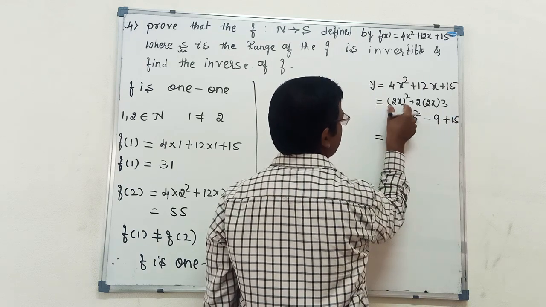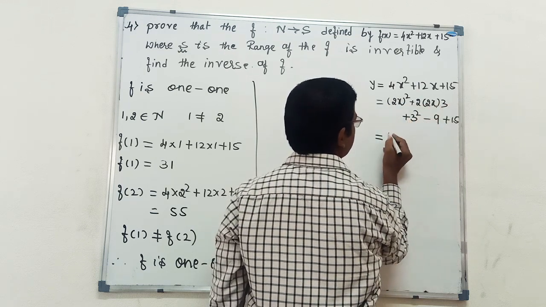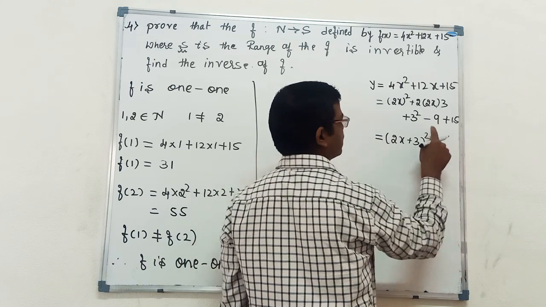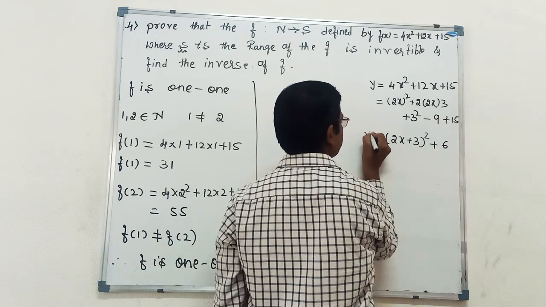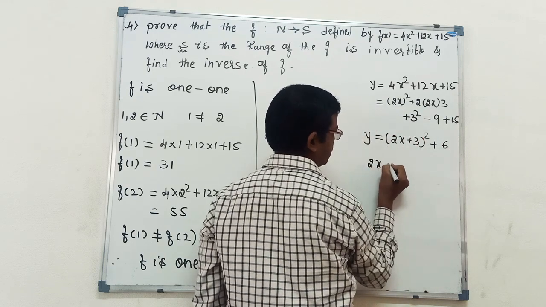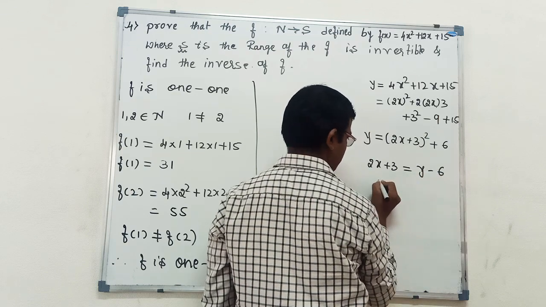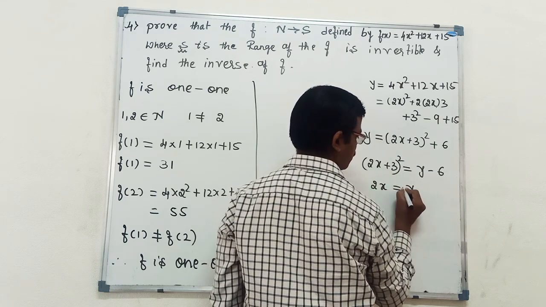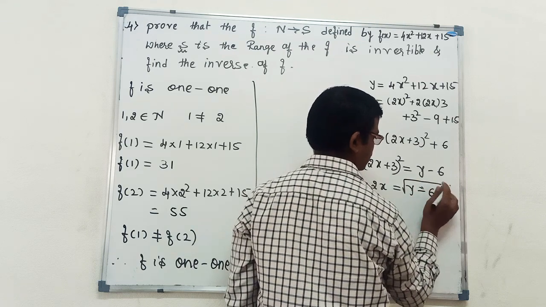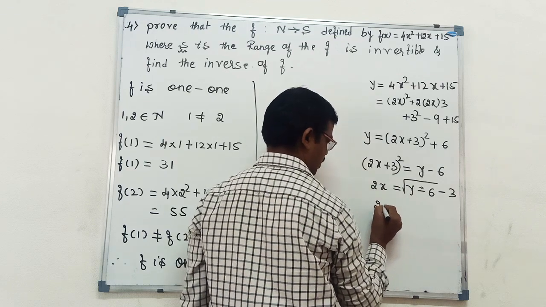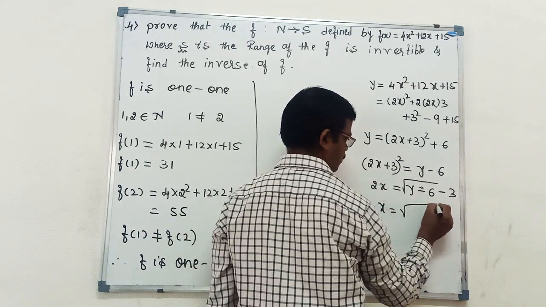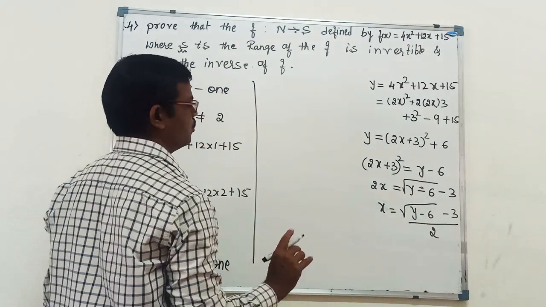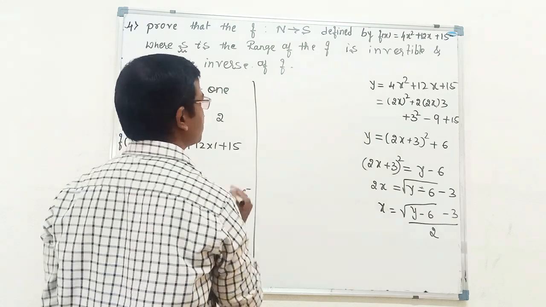So here we got a square plus 2ab plus b square, which is 2x plus 3 whole square, minus 9 plus 15. Minus 9 plus 15 means plus 6. That is y. Bring this to this side: 2x plus 3 whole square is equal to y minus 6. So 2x plus 3 is equal to root of y minus 6, and 2x is equal to root of y minus 6, minus 3, so x is root of y minus 6 minus 3, divided by 2. We have converted x in terms of y.